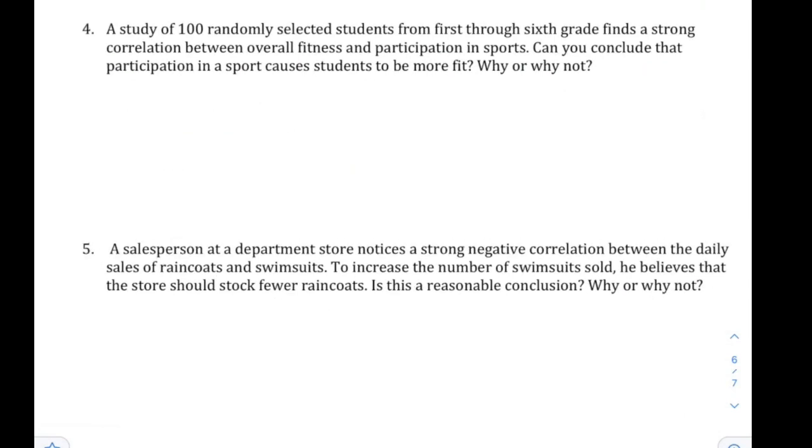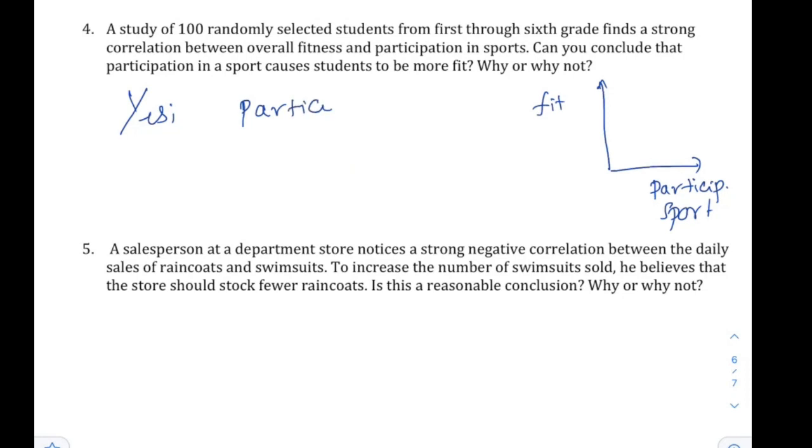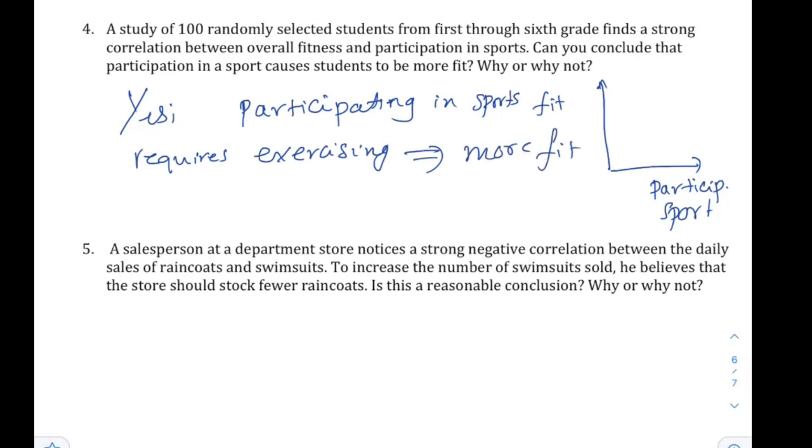Okay, here a study of 100 randomly selected students from 1st through 6th grade finds a strong correlation between overall fitness and participation in sports. So we have fitness and participation in sports, exercises or something like that. So it's most likely to increase. Can you conclude that participation in sports causes students to be more fit? Of course, yes, common sense. Participating in sports requires exercising, which likely causes students to be fit. Exercising means being more fit. So most likely it will be correlation and causation.